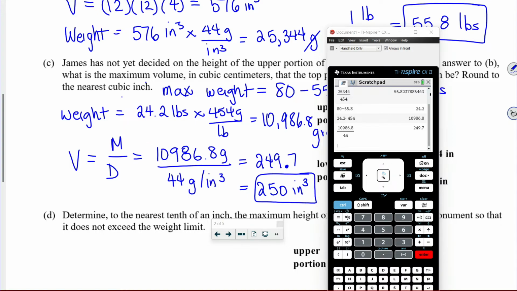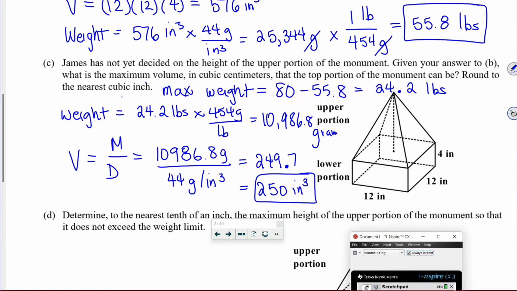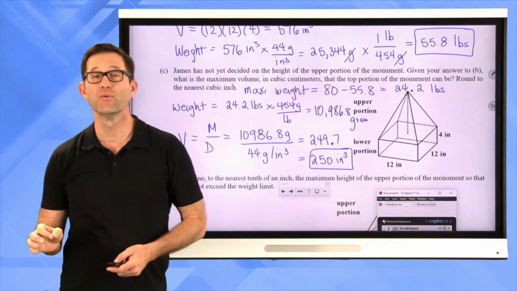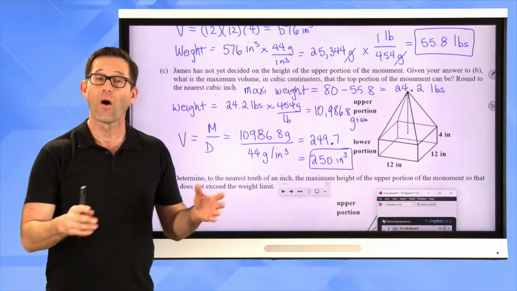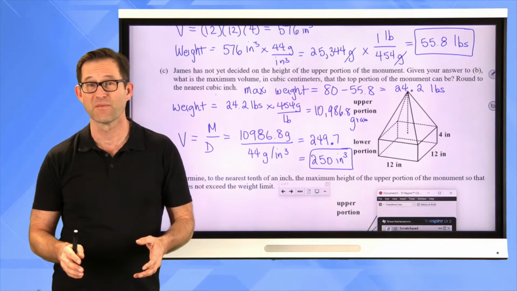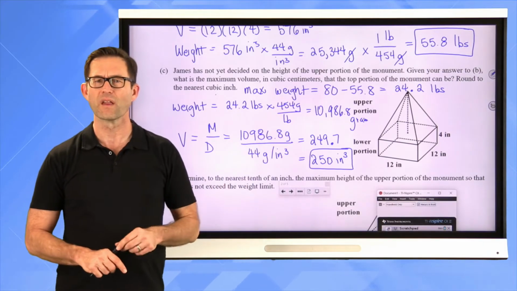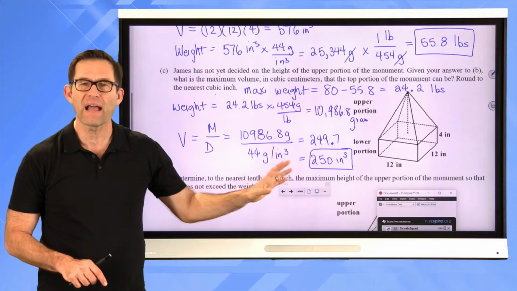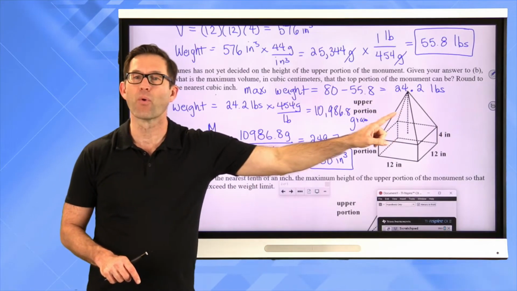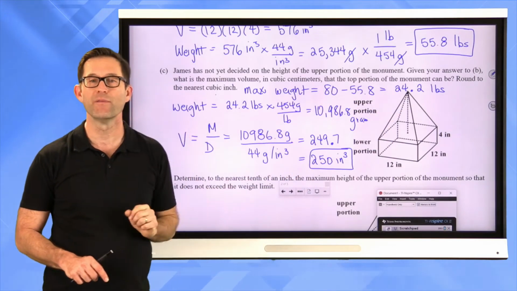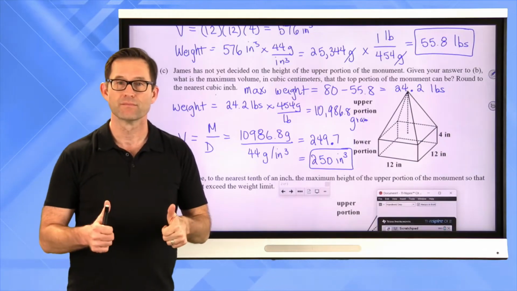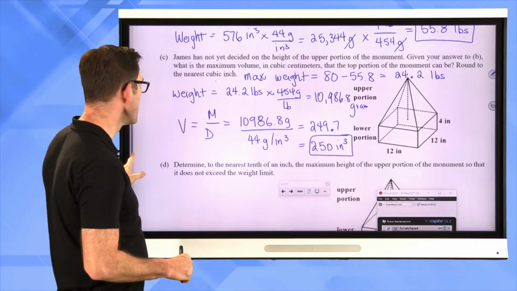Sorry, I'm so used to things being in cubic centimeters, not cubic inches, because most densities are in terms of a cubic centimeter, but here we're working with the English units. So the maximum volume that the pyramid portion can have is 250 cubic inches. Awesome. Got all my units right now.